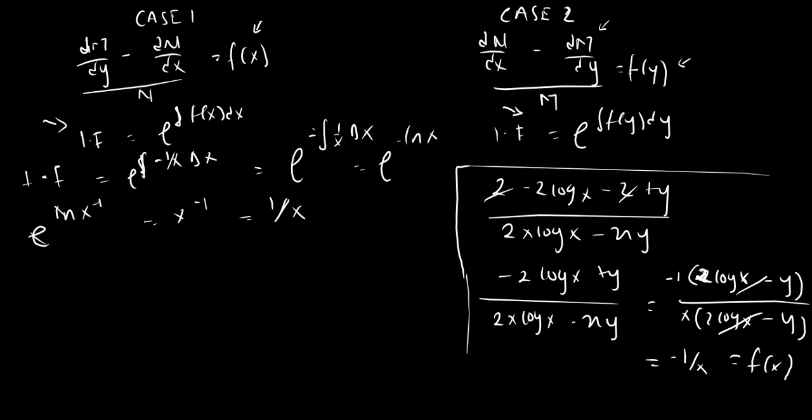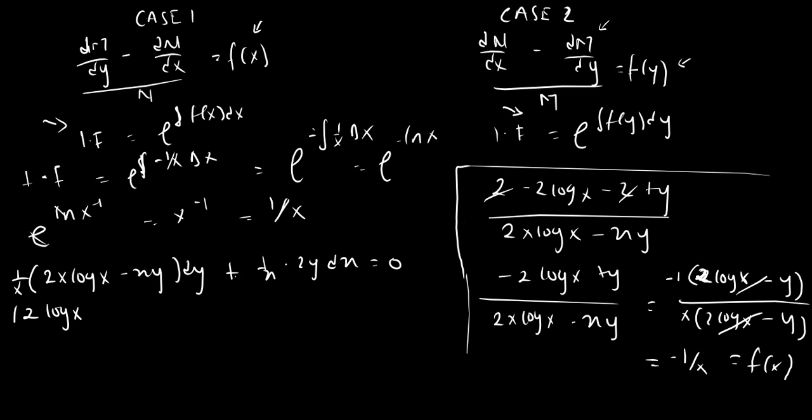Remember I said that we're going to use it to multiply the original equation, right? So we're going to multiply everything in the original equation. So we're going to have 1 over x multiplied by 2x log x minus xy dy plus 1 over x multiplied by 2y dx is equal to 0, right? So now if you multiply 1 over x into the bracket, we're going to have 2 log x, then put the bracket back, so we have minus y dy, right? We have that, and then we're going to have plus 2y over x dx is equal to 0. So we have this now, and then we're just going to use the basic form, right?